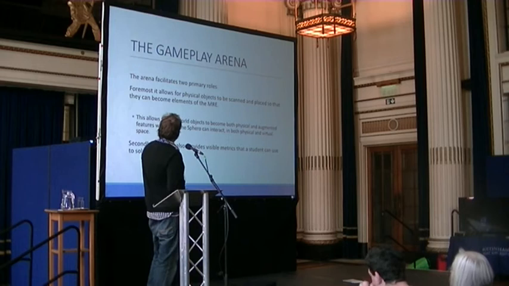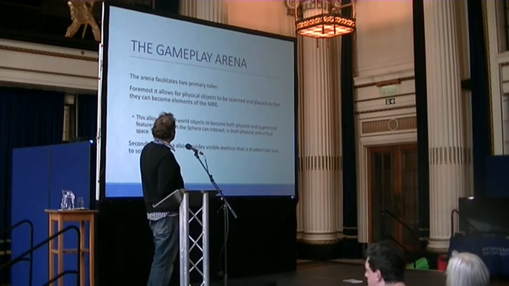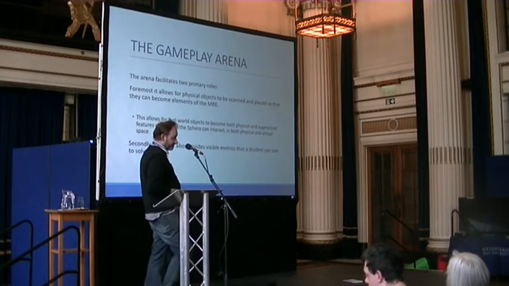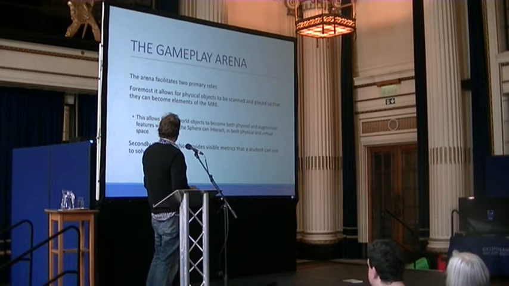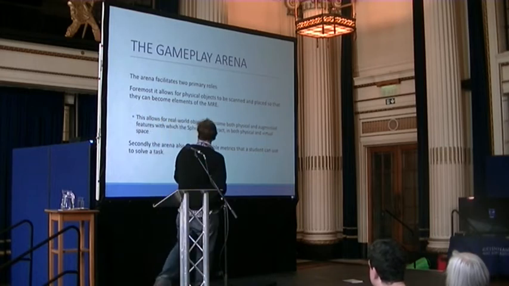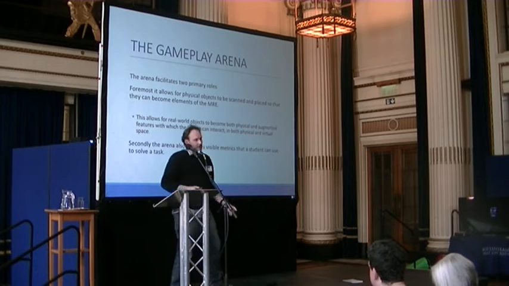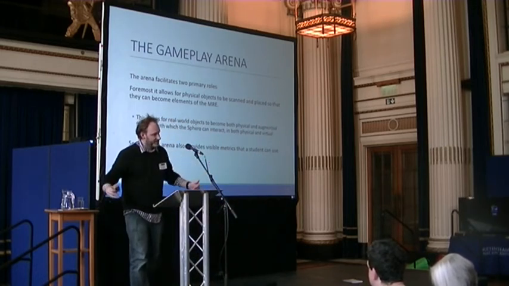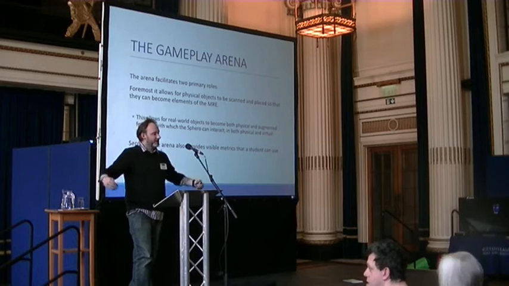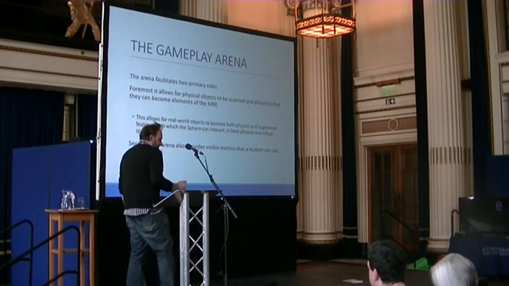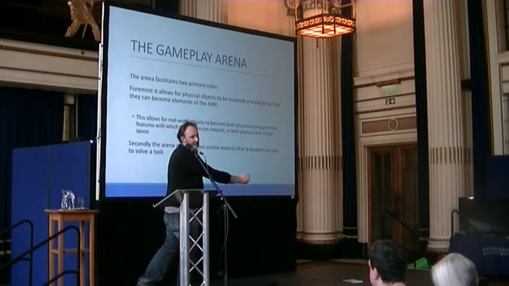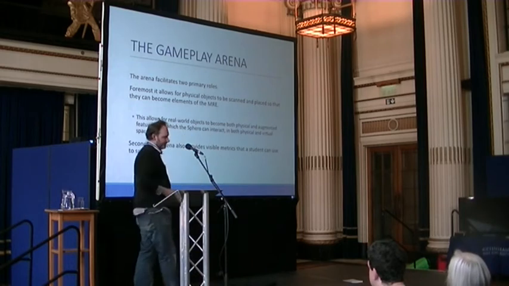So the arena facilitates two primary roles. As I was saying just then, foremost it allows physical objects to be scanned and placed so that they can become parts of the mixed reality environment. This allows for real-world objects to become both physical and augmented features. Secondly, the arena provides visible metrics that the student can use to solve a task. In the original version, which was actually on a tabletop, I had that laid out on a grid. So going back to the speed equals distance divided by time example, you could then say how many units would it move on the grid if I applied such a speed and that sort of thing.